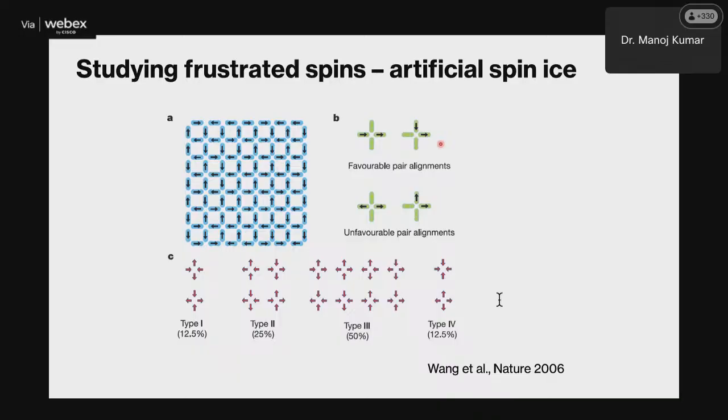And sir, do IIT Delhi teams work with Microsoft on topological qubits? No, not yet.